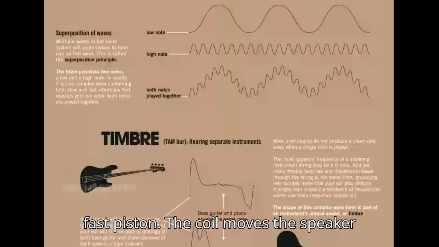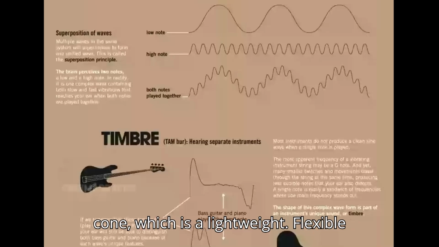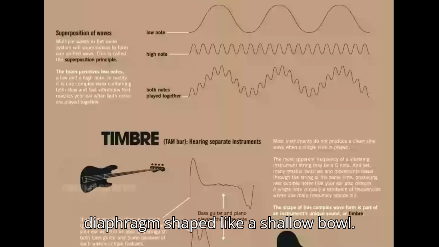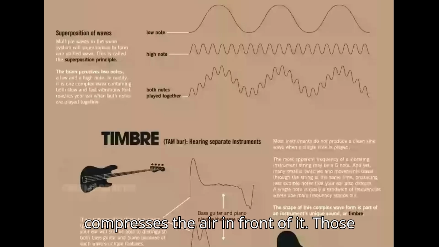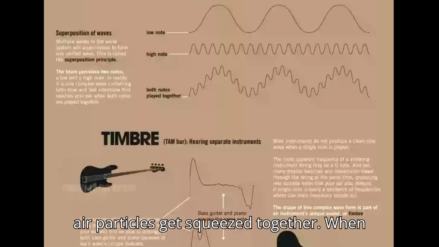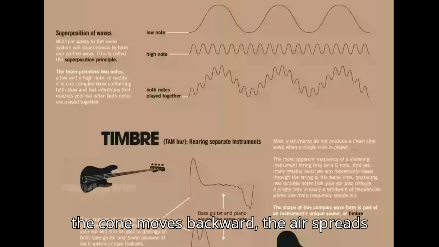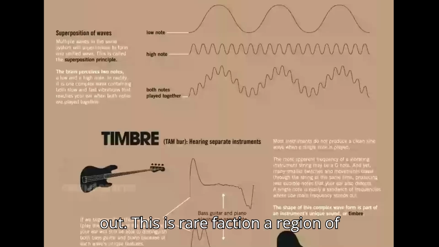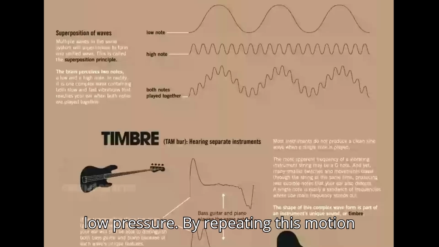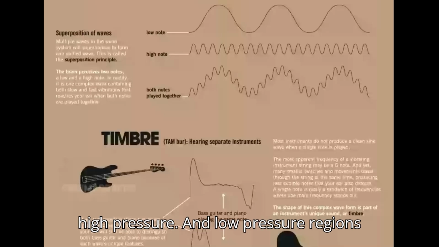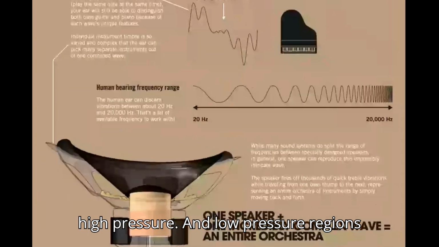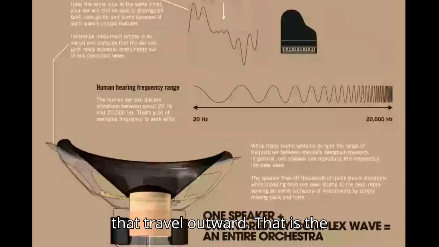The coil moves the speaker cone, which is a lightweight, flexible diaphragm shaped like a shallow bowl. When the cone moves forward, it compresses the air in front of it. Those air particles get squeezed together. When the cone moves backward, the air spreads out. This is rarefaction, a region of low pressure. By repeating this motion rapidly, the speaker creates a chain of high pressure and low pressure regions that travel outward. That is the sound wave.